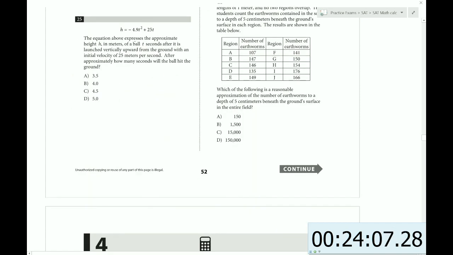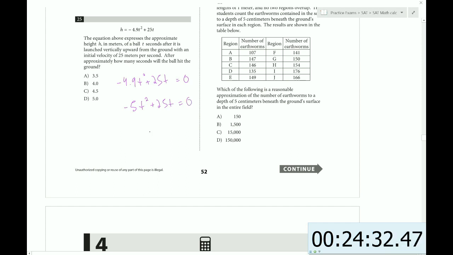The equation above expresses the approximate height, okay. After approximately how many seconds will the ball hit the ground? So that means the height would be 0. So I take this function here and I set it equal to 0. So let's see. I'm just going to approximate this to be 5. All right, negative 5 plus 25t, just for simplicity.